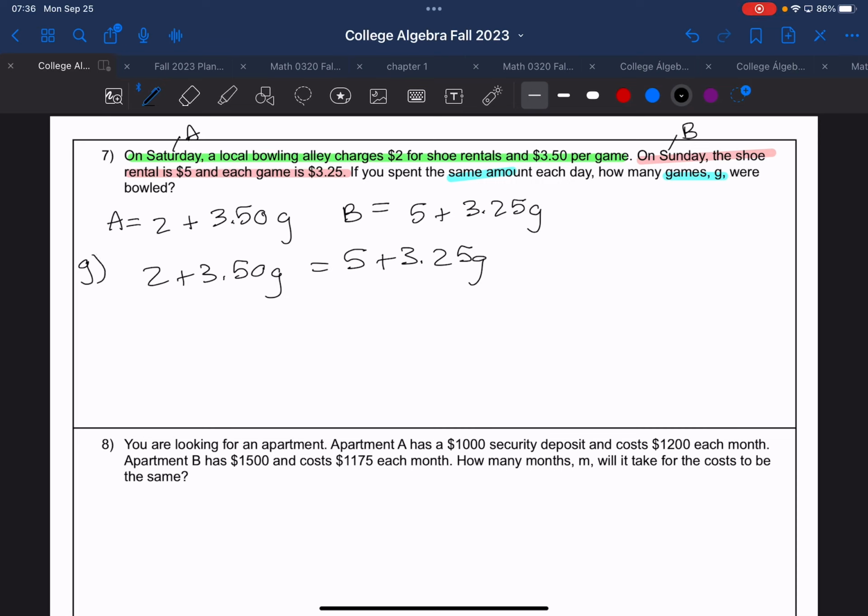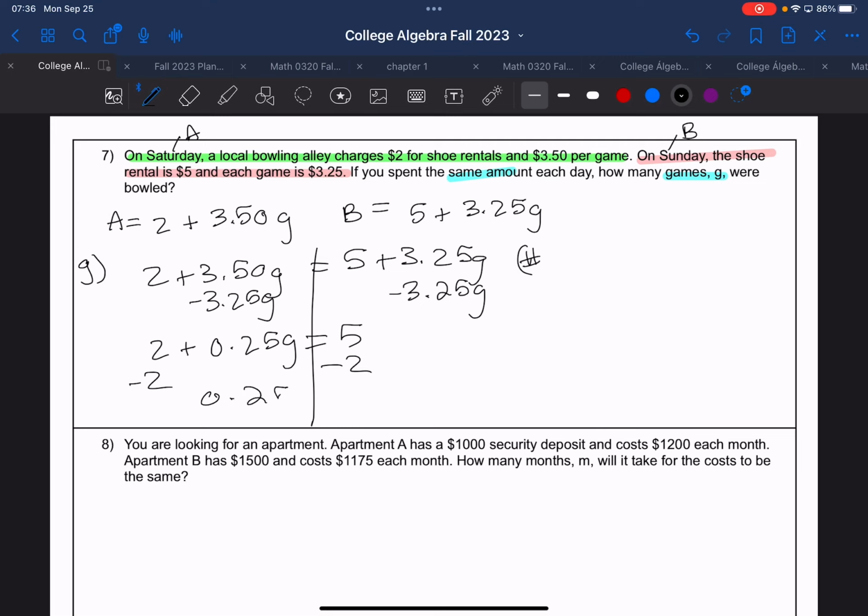Move my G's to the left, my numbers to the right. So I'm going to subtract 3.25 G over, and I get 2 plus 0.25 G is equal to 5. Subtract 2, and I get 0.25 G is equal to 3. If I do 3 divided by 0.25, I get G is equal to what? 12. So what does that tell us? What's our sentence? Good. 12 games were bowled.